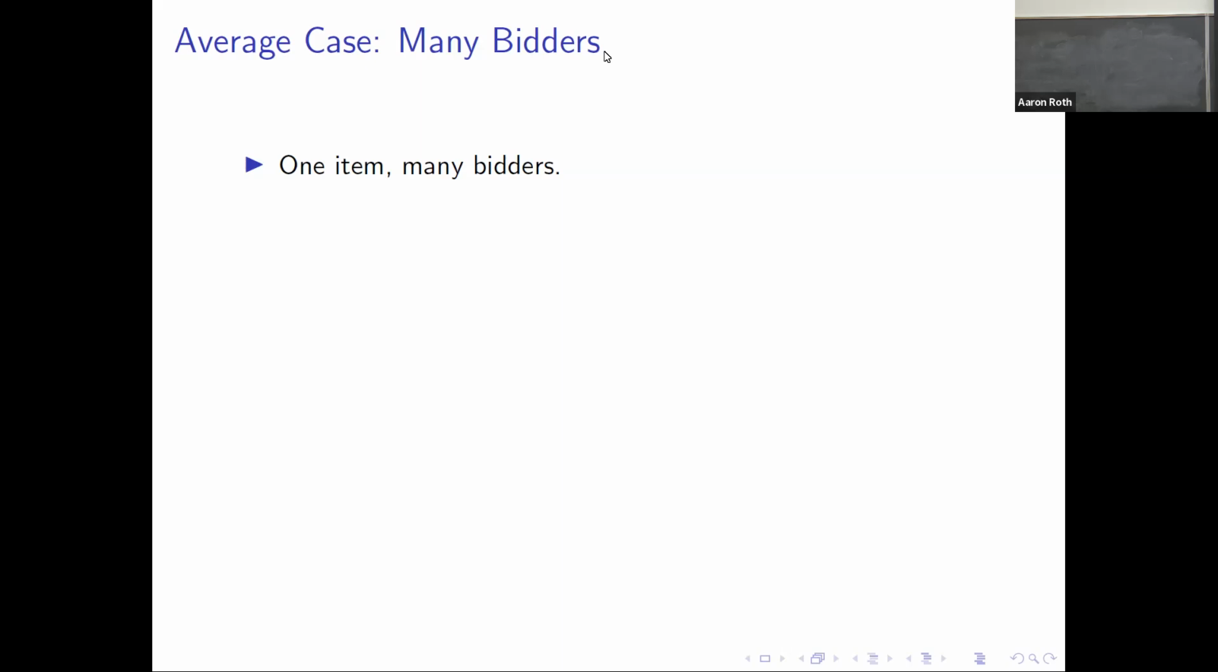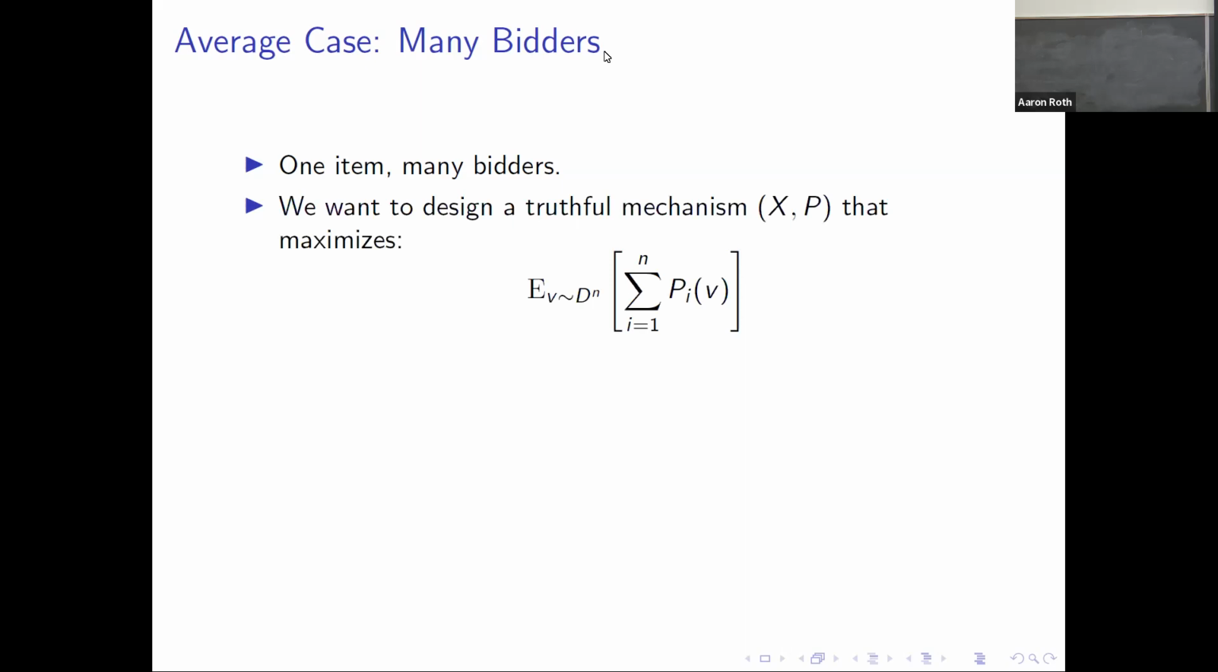For one item, many of you might suggest the VCG mechanism in this case. Remember, it will just give the item to the person who bids the highest and ask them to pay the second highest price. That'll maximize welfare. It's a truthful mechanism. It'll give the item to the person who has the highest valuation, but it won't necessarily maximize revenue.